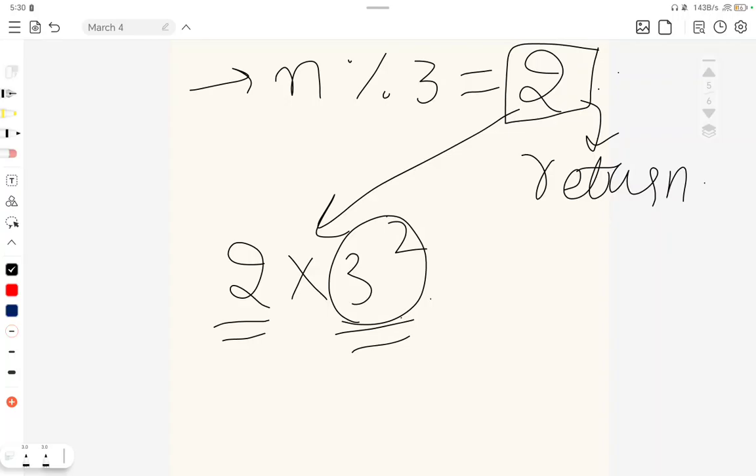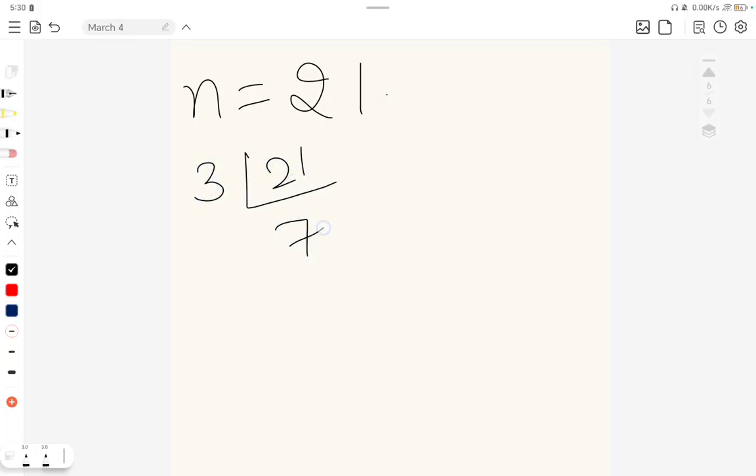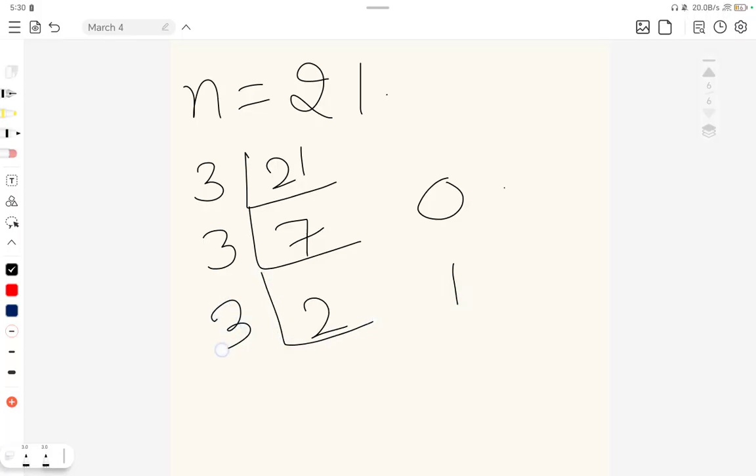Understand clearly? If there are no 2 digits, let me explain with an example. Let's suppose n is equal to 21. How can we form this 21? Let's take 21 divisible by 3. 3 7s are 21, leaving remainder 0. Then 7 divided by 3: 3 2s are 6, and remainder is 1. Then 2 divided by 3 gives 0, and remainder is 2.